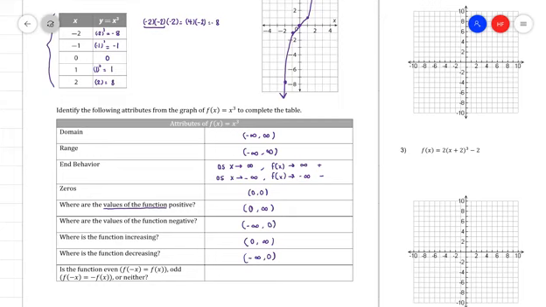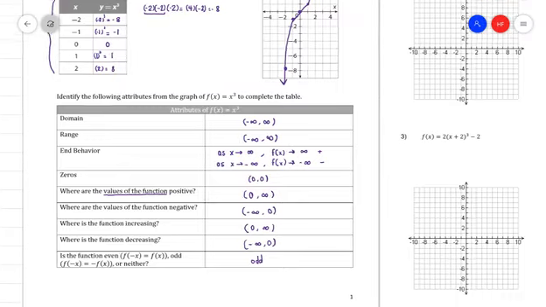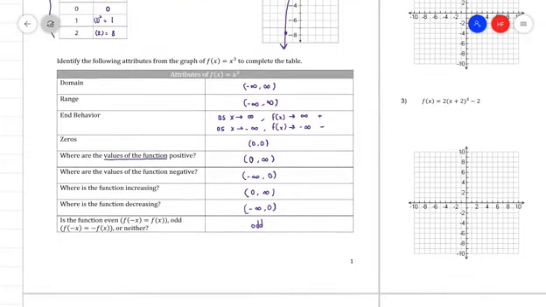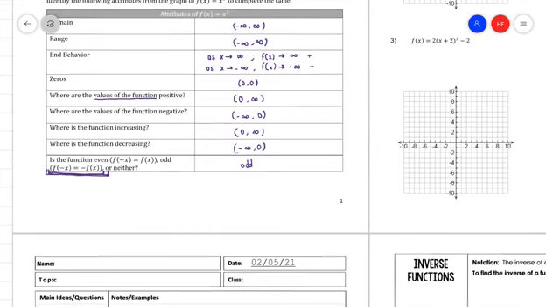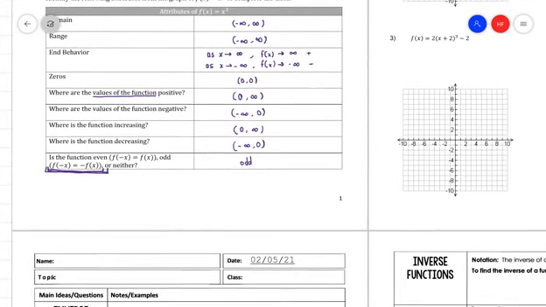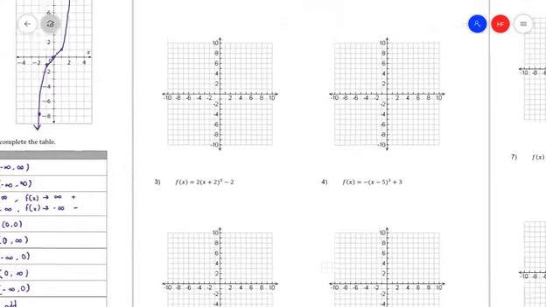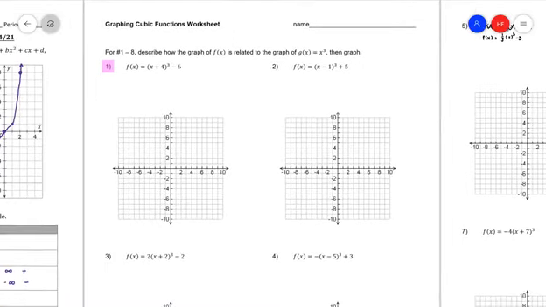Is the function even, odd, or neither? So we know that the function is odd because the degree is odd, and that means that f of negative x would be the same thing as taking negative of f of x. And that's just the formal definition of even and odd.